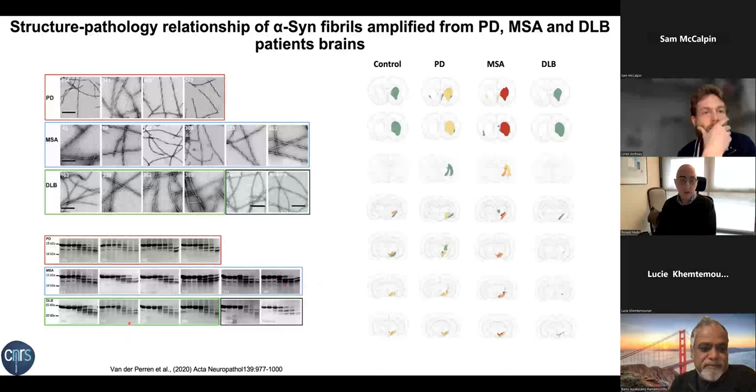When we injected them in the brain of rats, what we observed is again a differential distribution and spread of these aggregates in the brain and different levels of pathology in the brain of the same animal at a given time. Okay.